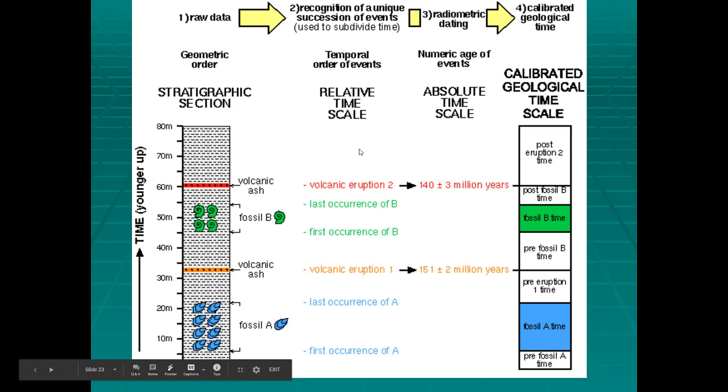So by using a combination of relative and absolute dating, we've been able to put together a time scale of how the world was during these different time periods. And so you can see that over here on the right. We can see things like volcanic eruptions and stuff. And so this is how we know about things that occurred long before humans were around to write about it.